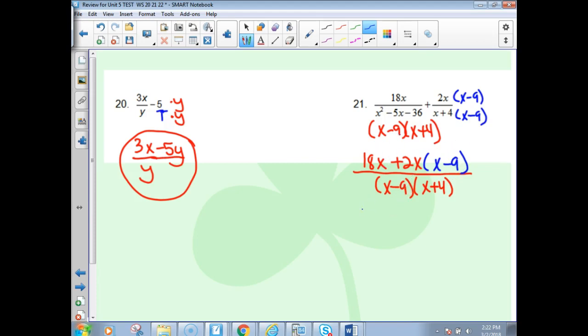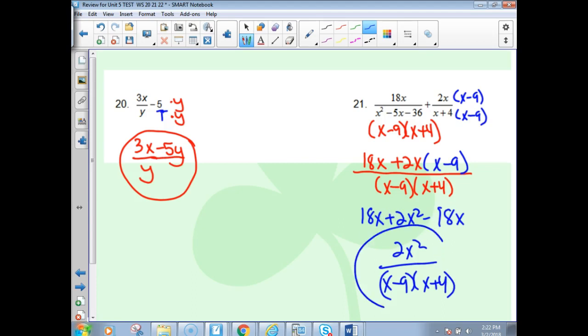We're going to simplify the numerator now by distributing 2x. Get 2x squared minus 18x. Oh, that's kind of convenient. The 18x's wipe out. And so I'm going to go ahead and just write 2x squared over x minus 9 times x plus 4. I skipped writing the denominator on this step right here. That's finished. You cannot cancel out an x. These are married to each other.